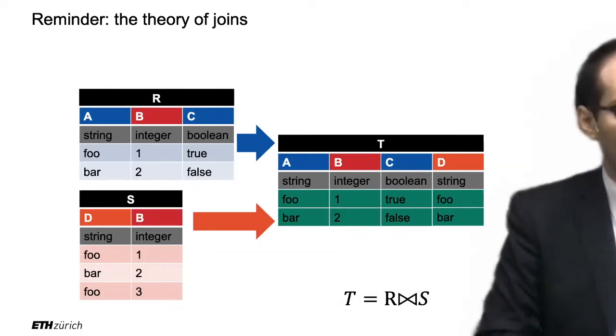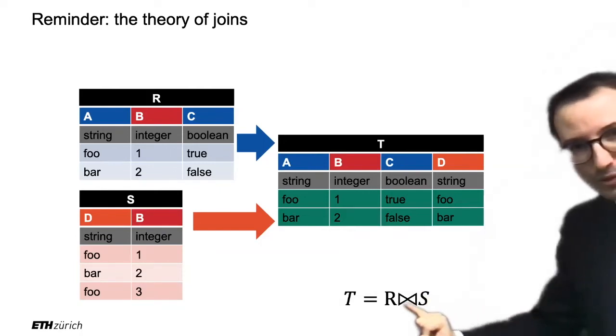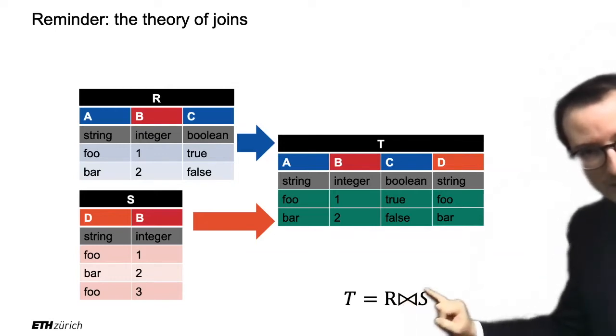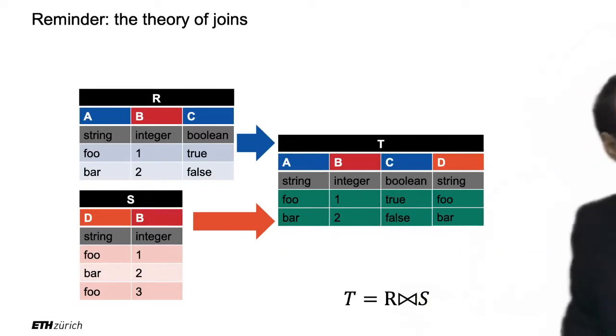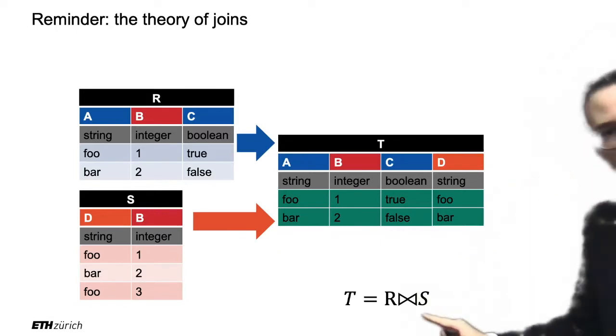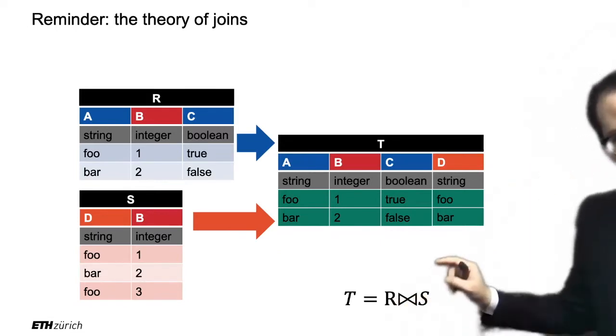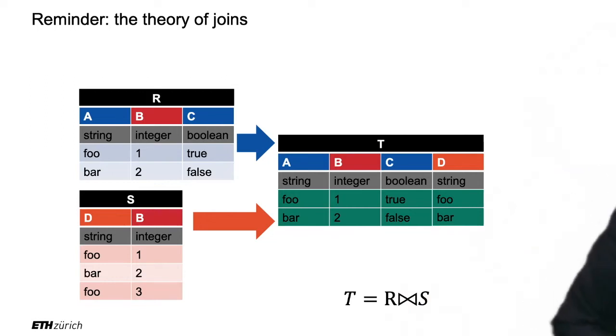We also saw that the symbol that we use is this sign right there, that is like a multiplication sign, but we add these two vertical bars on both sides. So it's like the Cartesian product, but with the extra vertical bars. This is called a natural join, right?